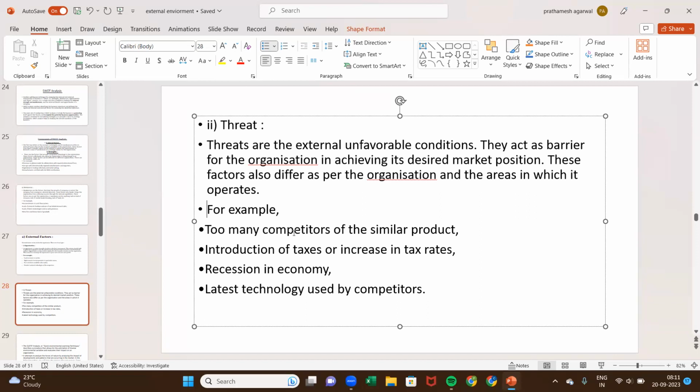All right. So what you need to do if you have to counter this threat, you have to increase the quality of your product. You have to give some value addition to your product. Then introduction of taxes or increase in tax rates, recession in economy is going down, recession, right? People are losing their jobs, so no money in the market, standard of living is falling down, and latest technology used by competitors.